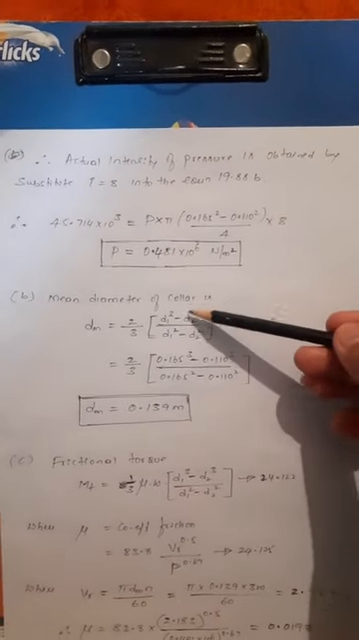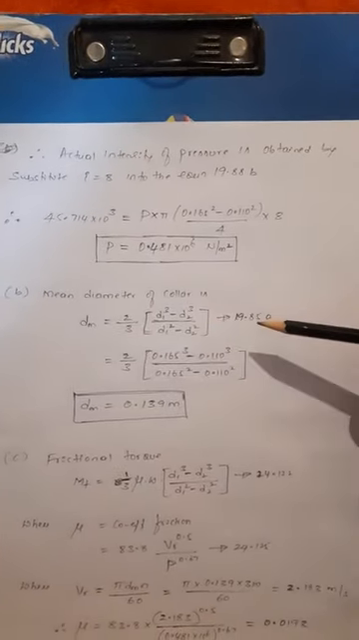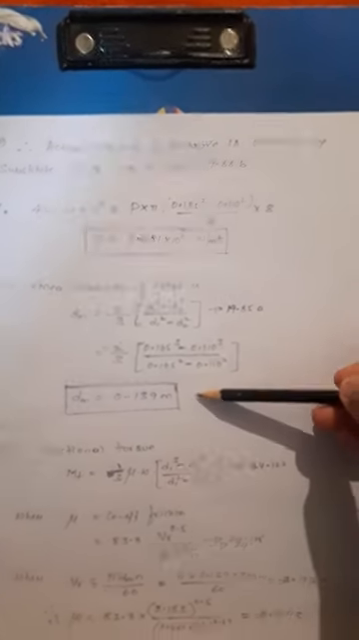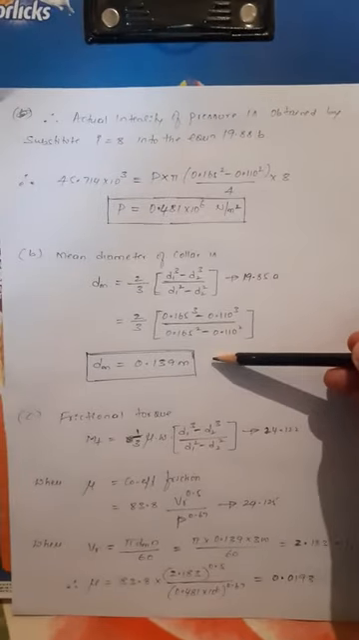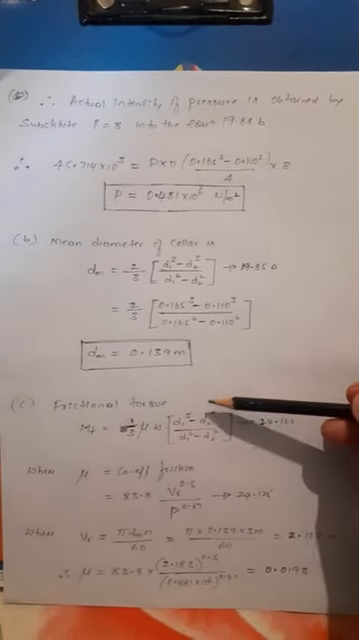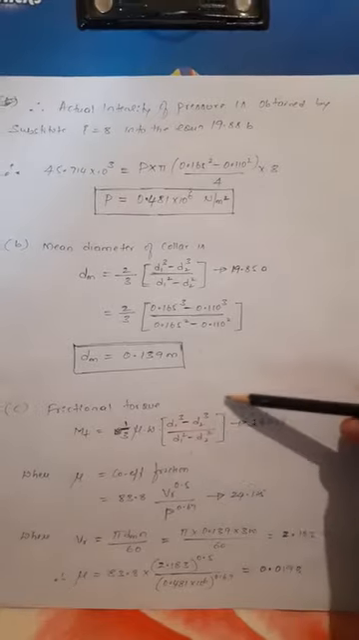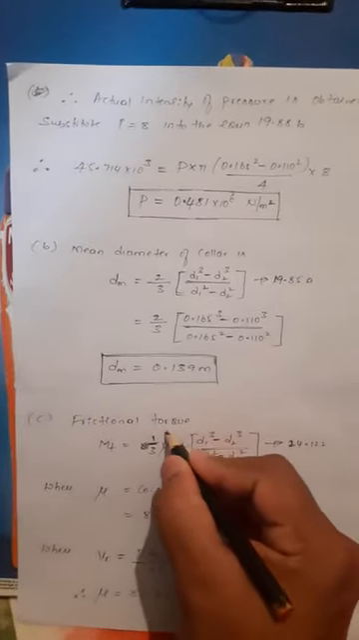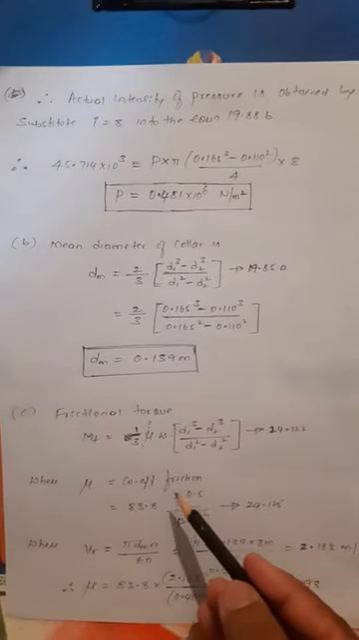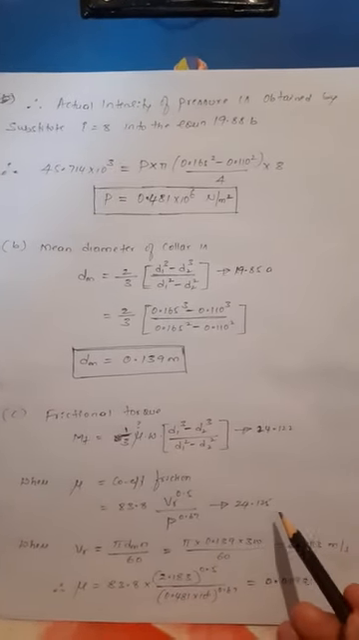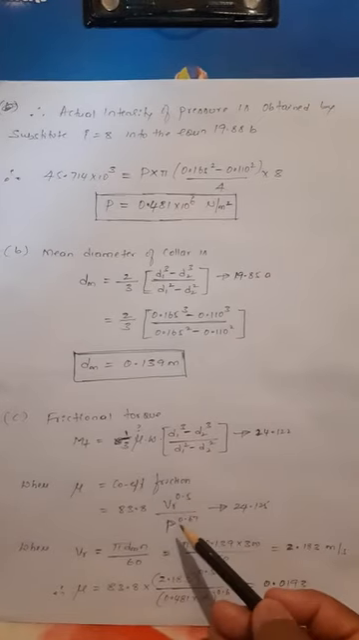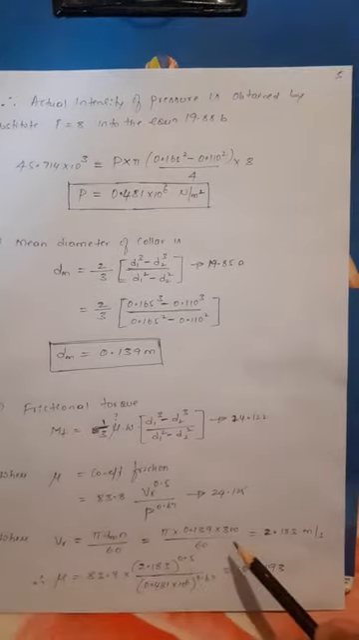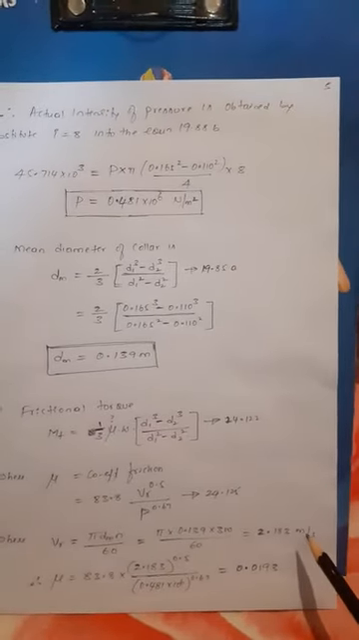Then calculate the mean diameter of the collar. The formula is different for uniform pressure theory. This is 19.85a. Back substitute and we get the mean diameter of the collar. Then for the frictional torque, Mt, this formula is used, again 24.112. Again mu is unknown, so we use the same formula for mu, equation number 24.125. Again Vr is unknown, and P is the actual intensity of pressure. Again we calculate Vr with this formula and get 2.183 meter per second.